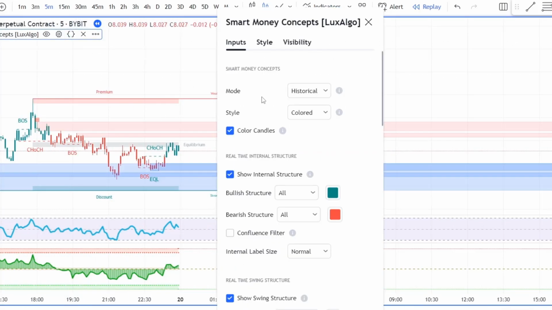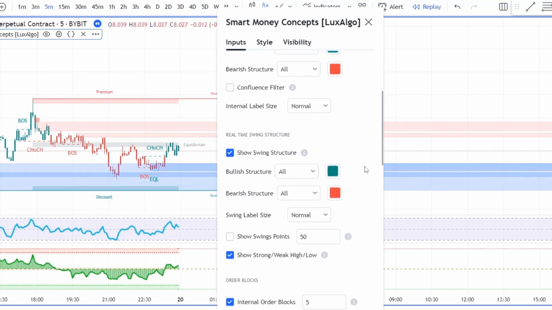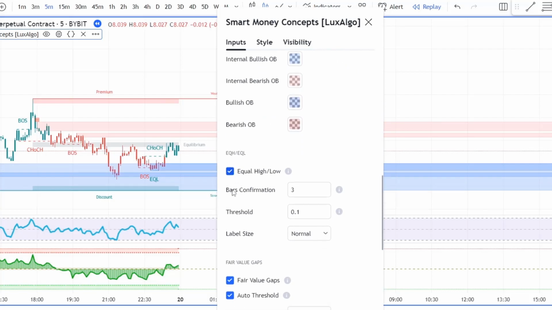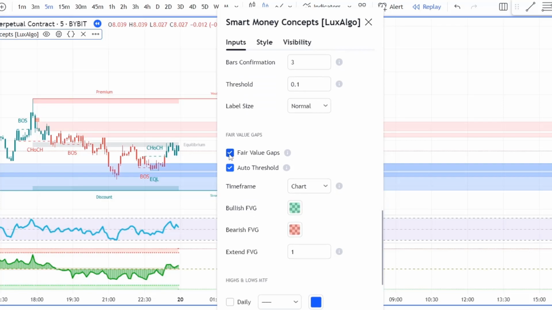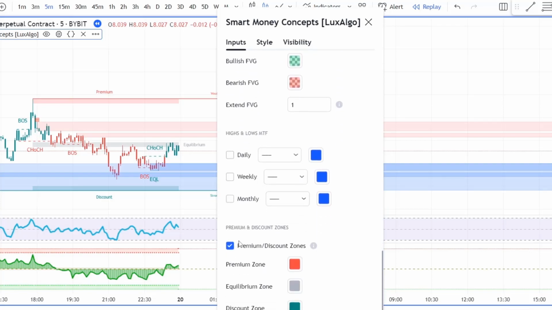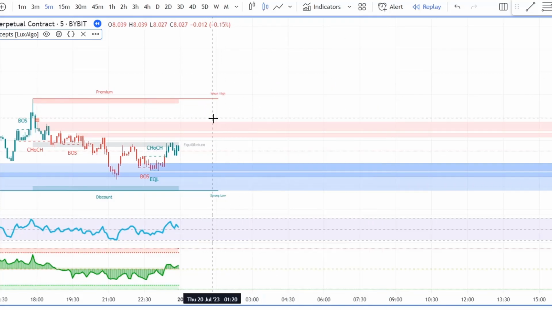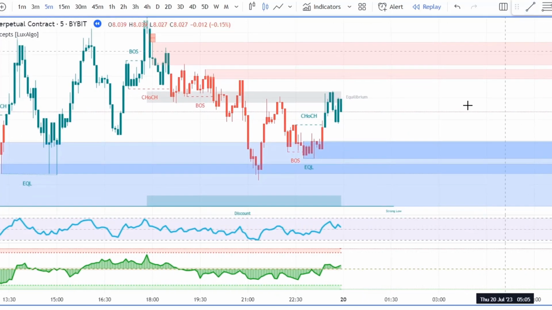You don't need to do much here. Historical simply means that you see everything from the past, and present means that you only see the current situation. Color candles, I think, is self-explanatory in that you get these bullish and bearish structural breaks displayed in the form of colors. Otherwise, I would also include the equal highs and equal lows, and the fair value gaps, which are very important. And don't forget premium discount zones, because if you don't tick them, you won't have them. But they are very, very meaningful. I think I forgot that earlier. Otherwise, you don't really have to do anything. Let's just take a look at how I would proceed.